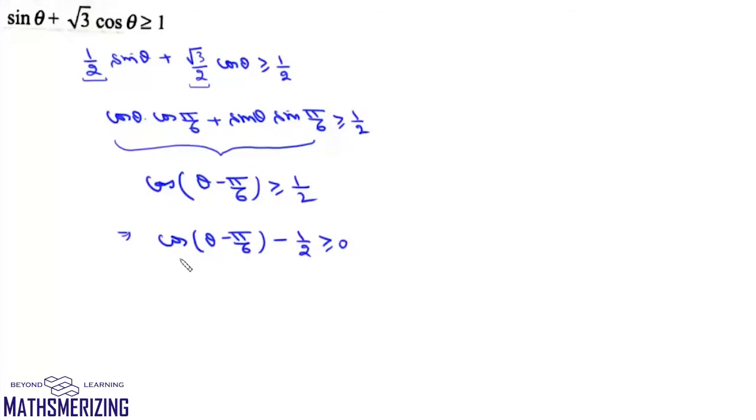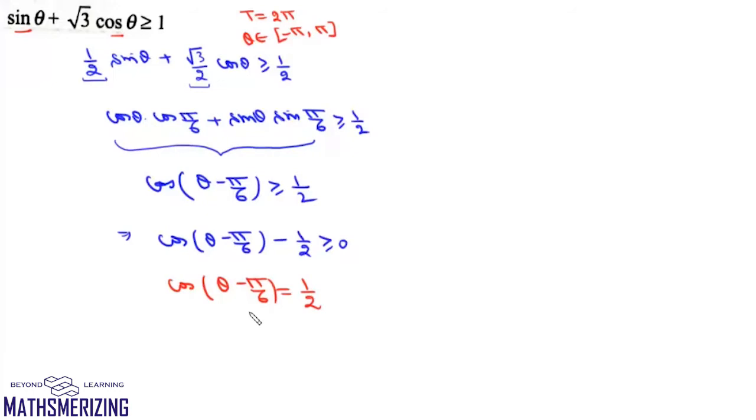Now again we can solve it either using polynomial inequalities or using graphs. So first we'll solve it using polynomial inequalities. So we'll find critical points. So cos of theta minus pi by 6 is equal to 1 by 2. Now since the fundamental period of sin theta and cos theta is 2 pi, we are solving this question in a 2 pi interval, and we'll take this interval as from minus pi to plus pi. So here theta belongs to minus pi to plus pi.